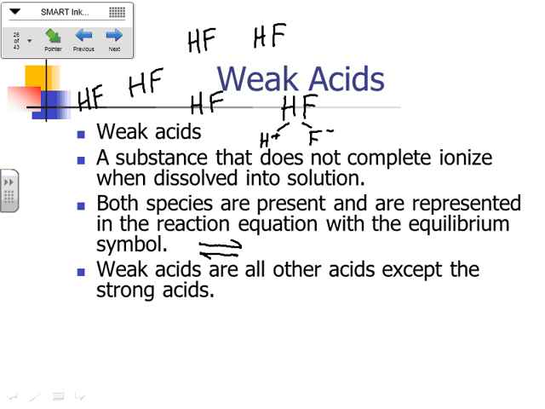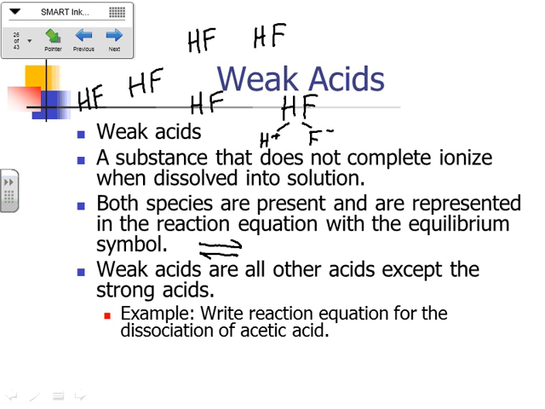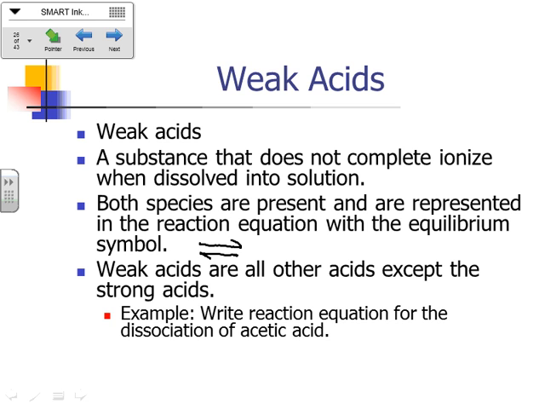Weak acids are any other acid besides the strong ones. That's why I said you need to memorize the 7 strong acids. Anything that's not on that list that you memorized is weak. So an example here: write the reaction equation for the dissociation of acetic acid. This is not much different. Do we remember what the formula for acetic acid is? We have to remember what acetate is first, right? Since it doesn't have hydro in front of it, this is going to be a polyatomic ion, right?